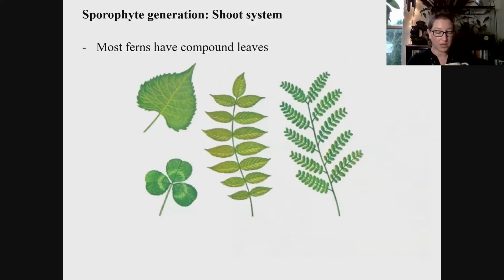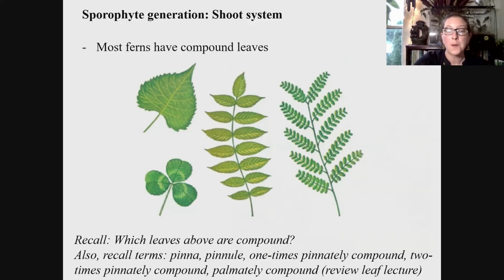Most ferns have compound leaves. Some have simple leaves, but most ferns have compound leaves. So just to test yourself, right? You can even take a pause here and think about it. Which of the leaves above are compound leaves? I'll let you pause to sort that out.